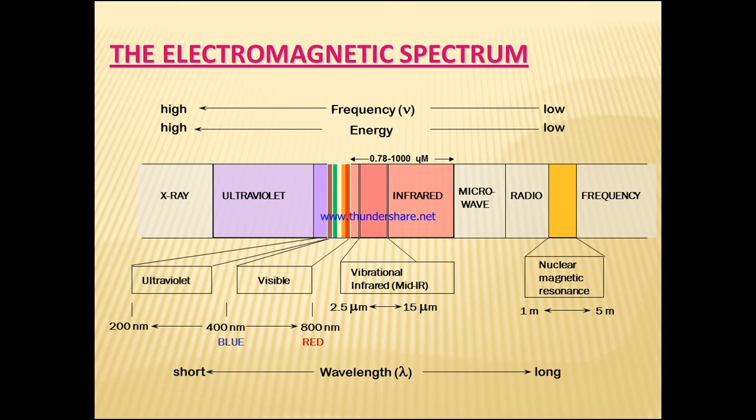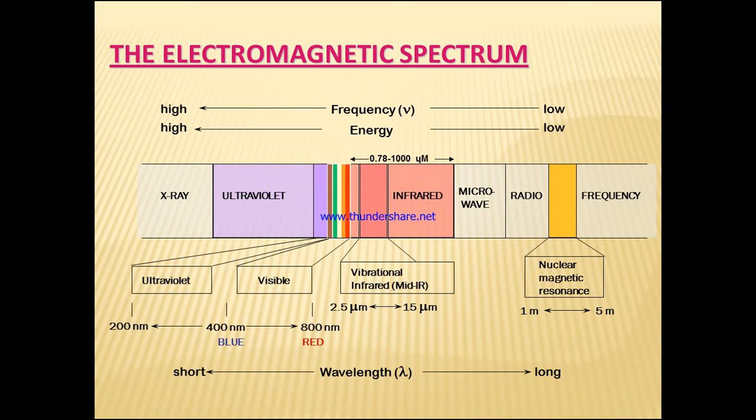In the same way, microwaves, radio waves, and nuclear magnetic resonance all have low frequency, low energy, but long wavelengths. Because of this, radio waves are used for different techniques and applications. Microwaves are used for different applications, whereas X-rays are used for different applications. Ultraviolet rays are used for different applications here.